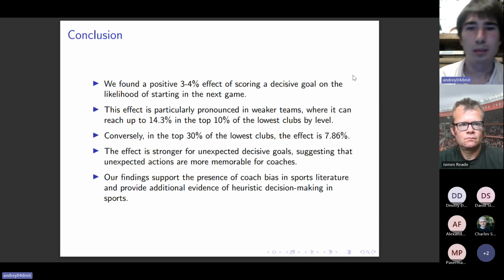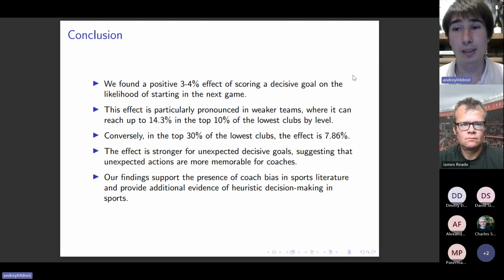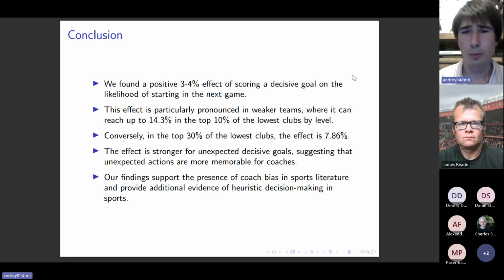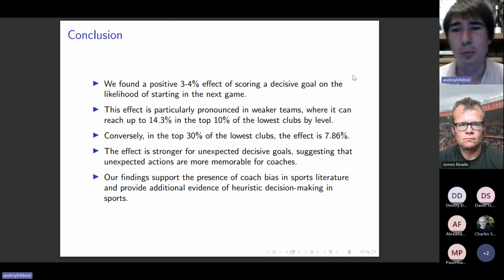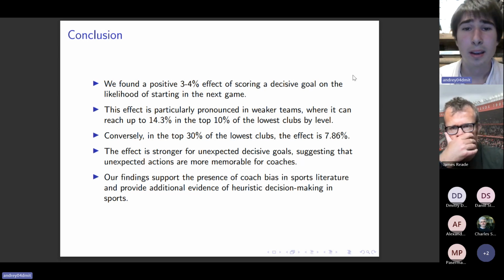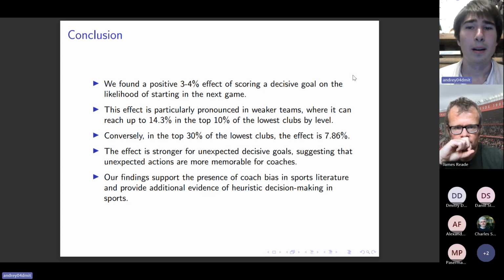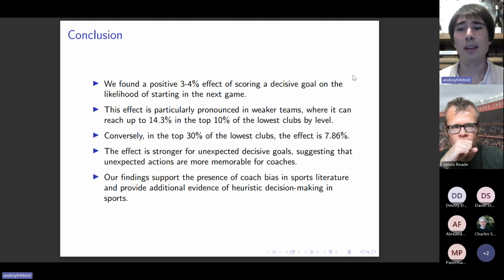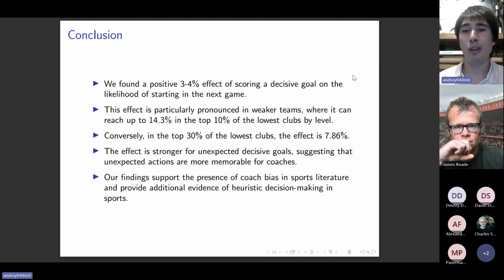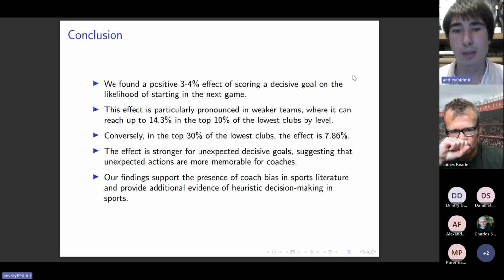And so, in conclusion, we found a positive 3-4% effect of scoring a decisive goal on the likelihood of starting in the next game. This effect is particularly pronounced in weaker teams, but can reach almost 15% in the top 10% of the lowest clubs by level. Conversely, in the top 30% of the lowest clubs, the effect is almost 8%. The effect is stronger for unexpected decisive goals, suggesting that unexpected actions are more memorable for the coaches. Overall, our findings support the presence of coach bias in sports literature and provide additional evidence of heuristic decision making in sports.